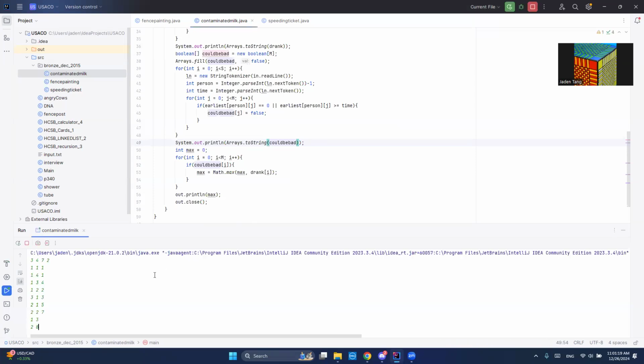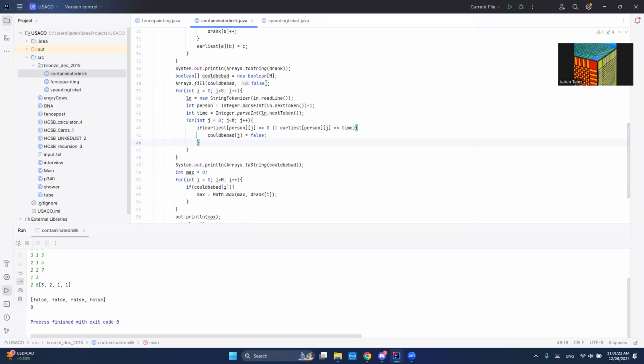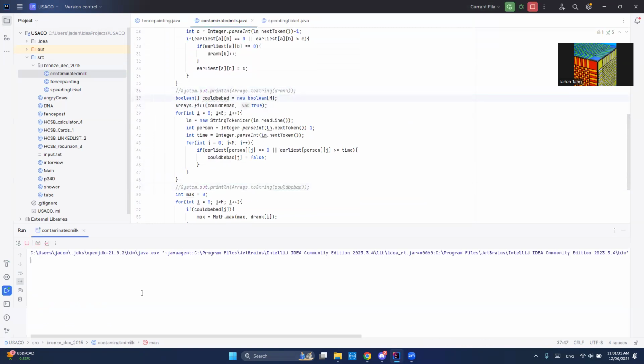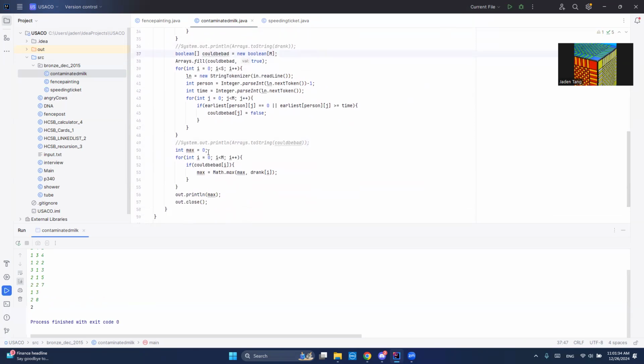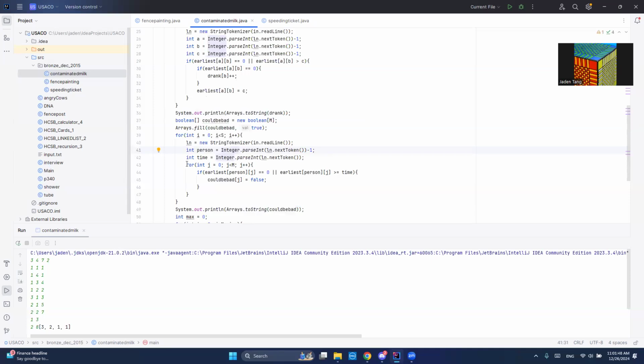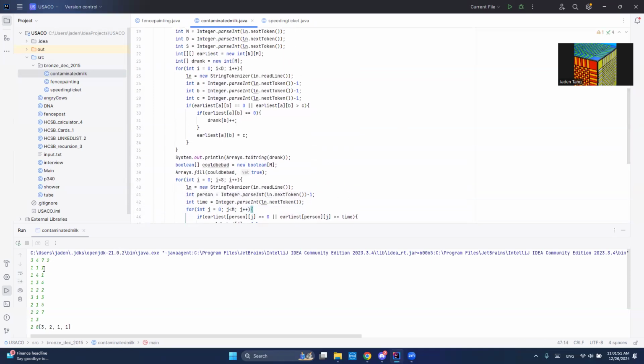And so we have drink is correct, but we look at could be bad, and we realize that we put this as false instead of true. And then after we comment that out, we get 2. So it's still not working correctly after that. So now we know that this could be bad logic part is wrong. Our drink is correct since there are 3 people who drank milk 1, 2 people who drank milk 2, 1 person who drank milk 3, and 1 person who drank milk 4.